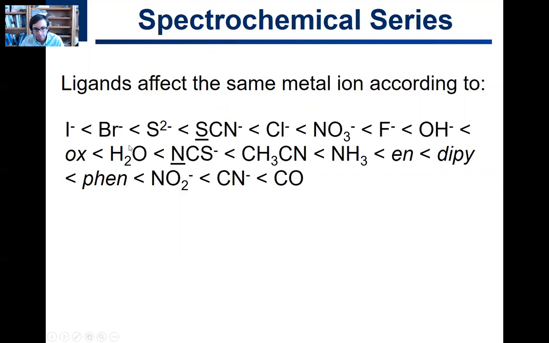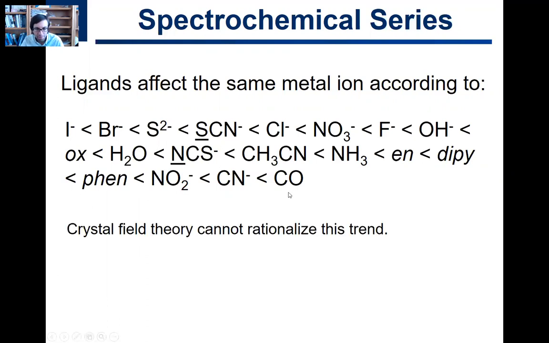But the same metal with these different ligands, carbon monoxide, will have a very large delta O. We call that a strong field ligand, meaning it strongly causes splitting. Something like iodide or bromide results in a very small splitting. So we call that a weak field ligand, okay?